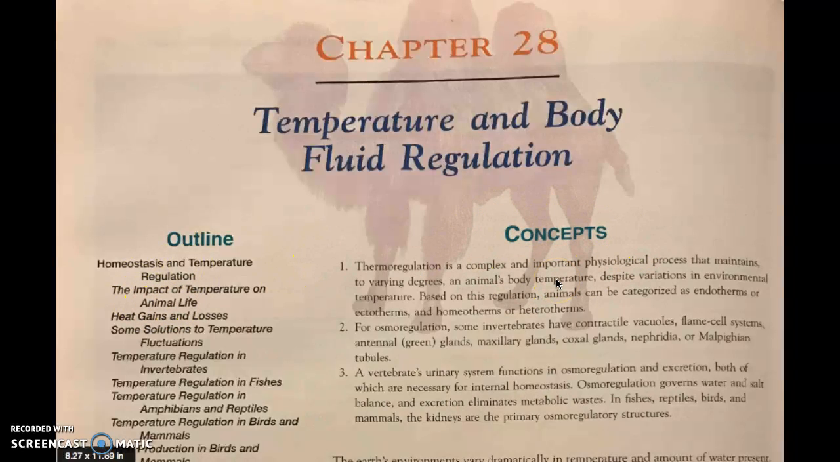So I can determine that reading through these before I start reading the actual chapter might give me some idea of what I will be learning and about what I should be focusing on. So let's start with reading the outline topics the authors have provided for us. Homeostasis and temperature regulation, the impact of temperature on animal life, heat gains and losses, some solutions to temperature fluctuations, temperature regulation in vertebrates and in fishes, etc.